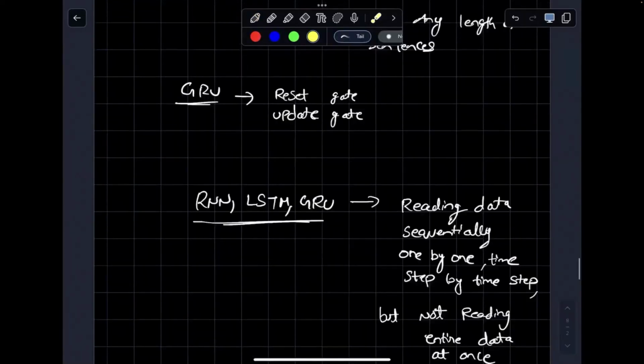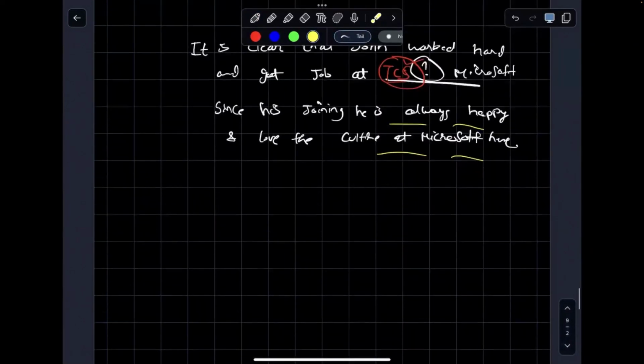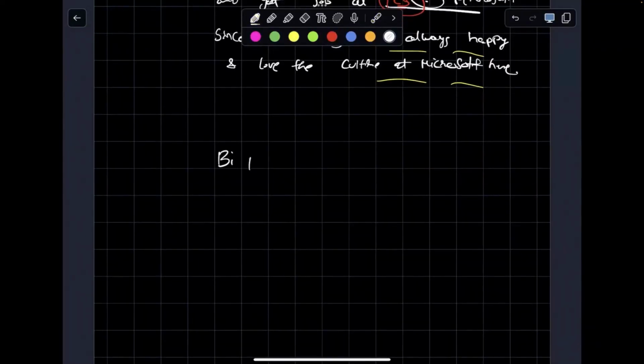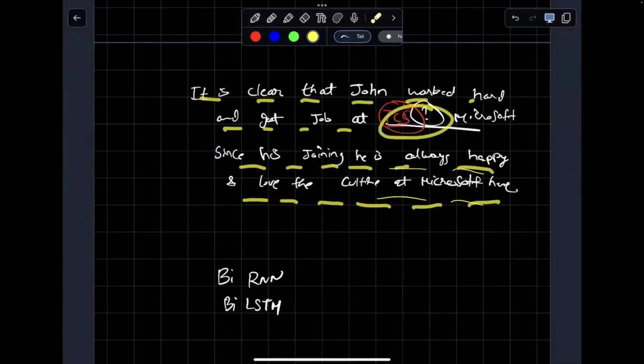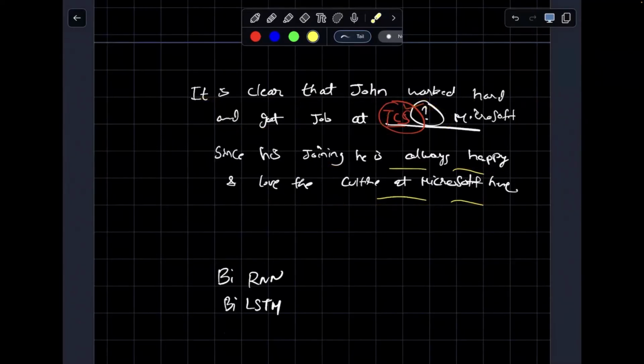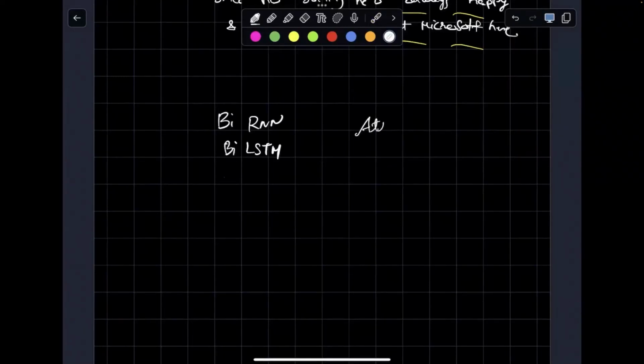But later, when you come across generative AI, NLP and everything, you will also read about bidirectional RNN, bidirectional LSTM. Which means the model will also read the data backwards, like this. Like this, it will read everything, and it is bidirectional and able to predict this. But again, this is also not good enough. So we have this attention mechanism. This is a very much required and beautiful mechanism.